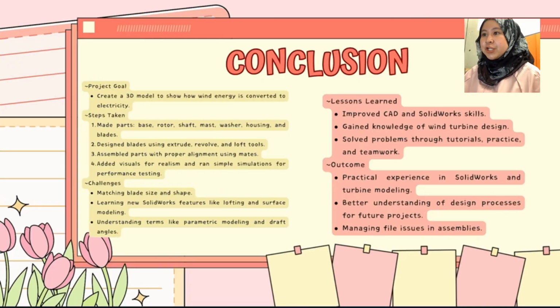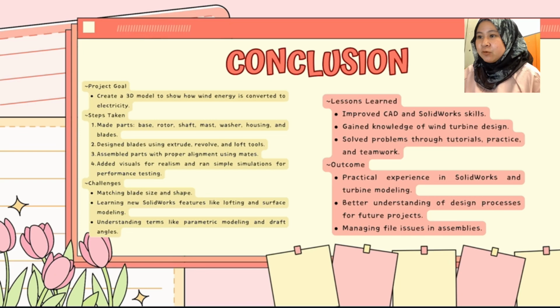So for the conclusion, we focus on the project goal, which is to create a 3D model to show how wind energy is converted to electricity. The steps taken were divided into 4 parts, which means we made the parts base, rotor shaft, mass, and washer. And the second is we designed the blades using extrude, revolve, and loft tools. We also assembled parts with proper alignment using mates. And the last one is we added visuals for realism and ran a simple simulation for performance testing.